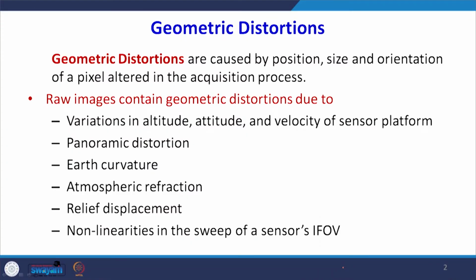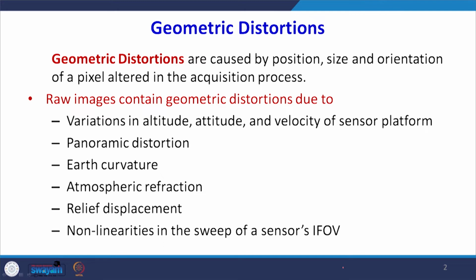There are geometric distortions present in the satellite image, or as a matter of fact aerial photographs also, and they are caused by the position, size and orientation of the pixel being altered while this data is acquired, because we are acquiring the data of a three-dimensional Earth surface and then projecting it on a two-dimensional surface. So these raw images will have some geometric errors, and the reasons for this geometric error could be many, as listed over here.